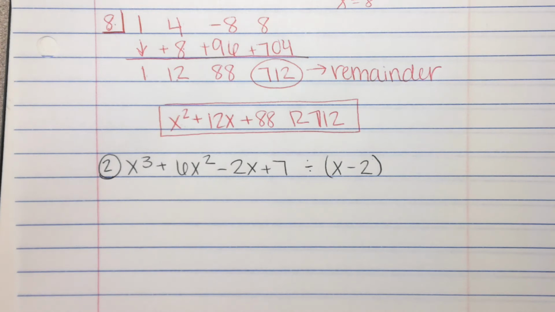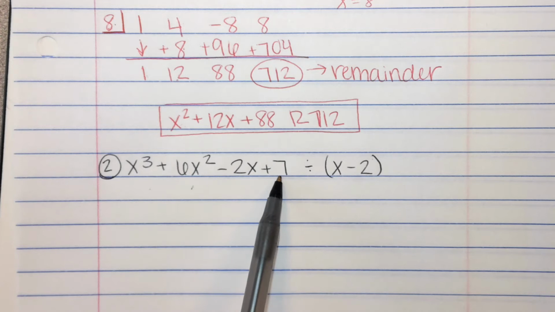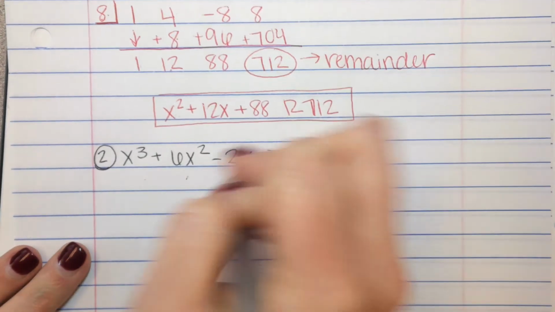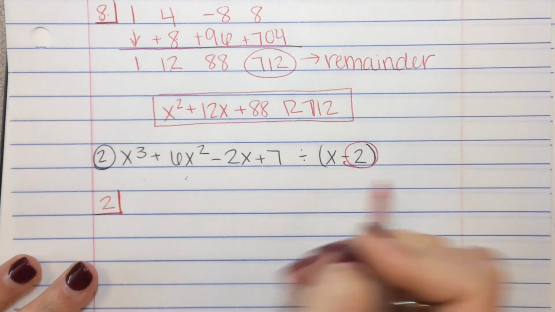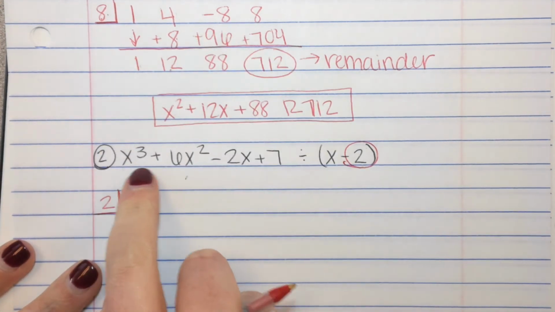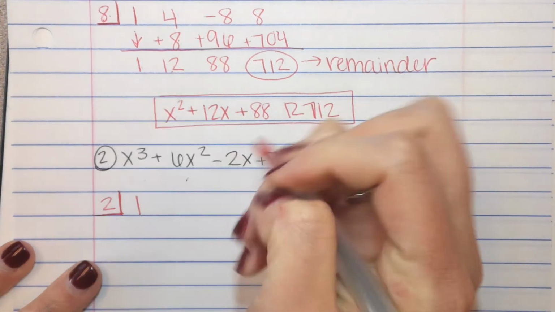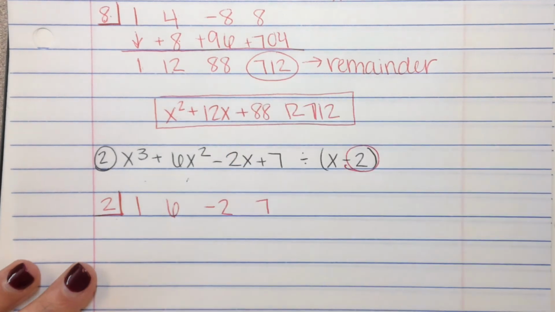Okay, here's example number 2. So x cubed plus 6x squared minus 2x plus 7, all divided by x minus 2. So just like before, we're going to take the opposite of this. It's a negative 2, so we're going to use a positive 2 because that would be the solution, okay, if we were solving. All right, we need the coefficients. So let's double check. 3, 2, 1, 0. We're in good shape. So my first coefficient is 1, then positive 6, negative 2, positive 7.